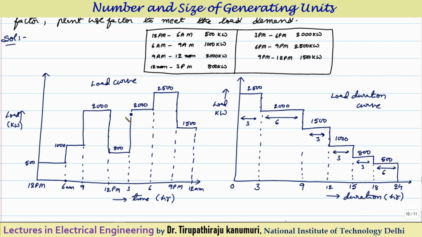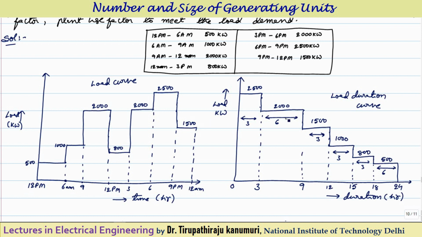12 pm to 6 am, how much is there? 500 kilowatt. Then 6 am to 9 am is 1000. Then 9 to 12 it is 2000. Then 12 to 3 is 800. 3 to 6 is 2000. Then 6 to 9 is 2500. And 9 to 12 is 1500.